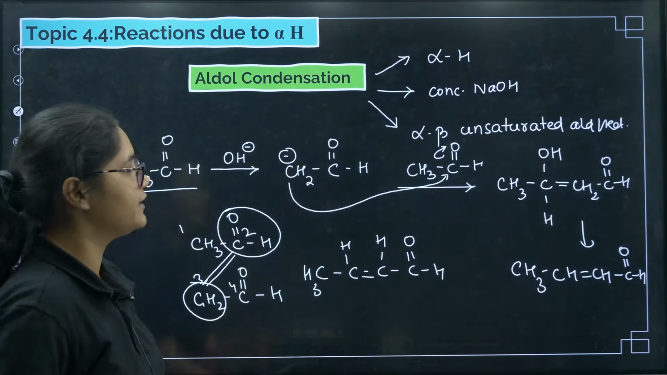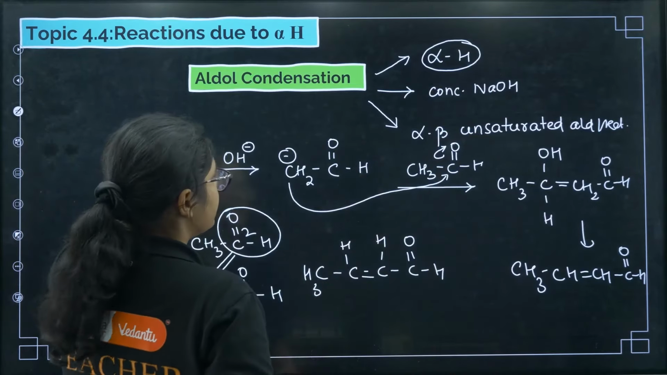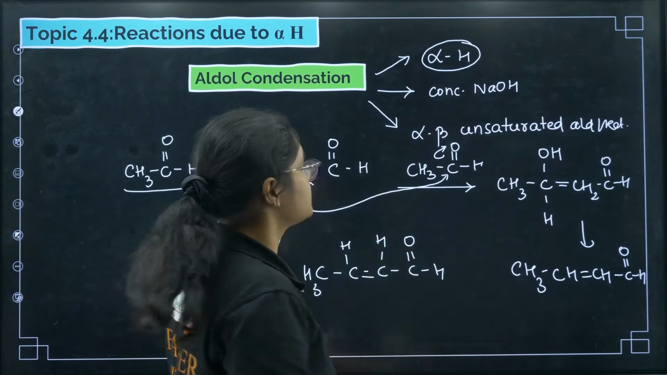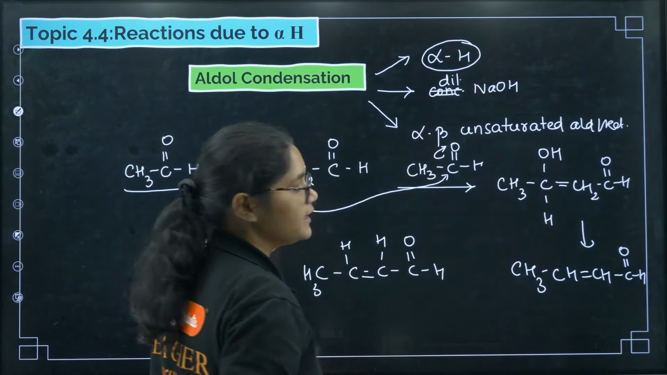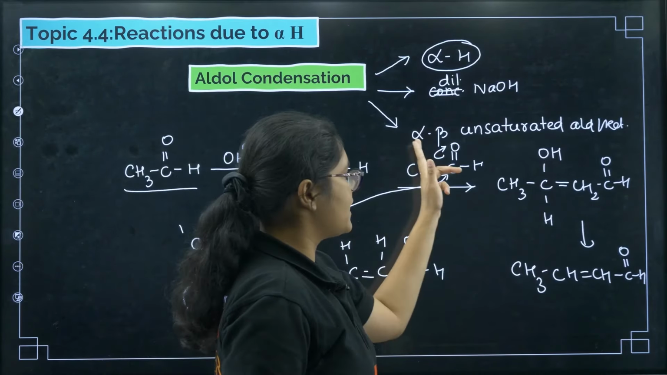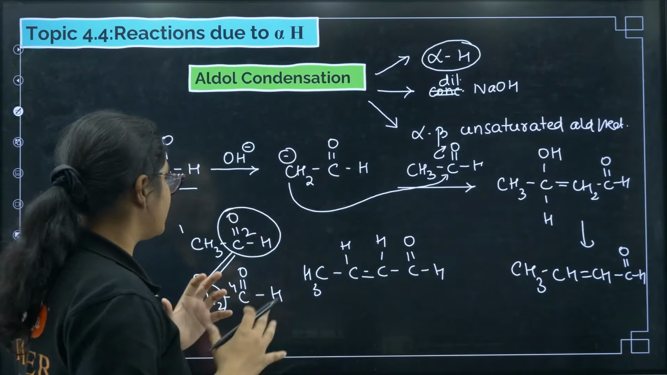Three conditions are there. First of all, aldol condensation requires at least one alpha hydrogen. Next, it should be in the presence of dilute NaOH, not concentrated. And what product is formed? Alpha beta unsaturated aldehydes or ketones are formed. Now I'll give you an example.